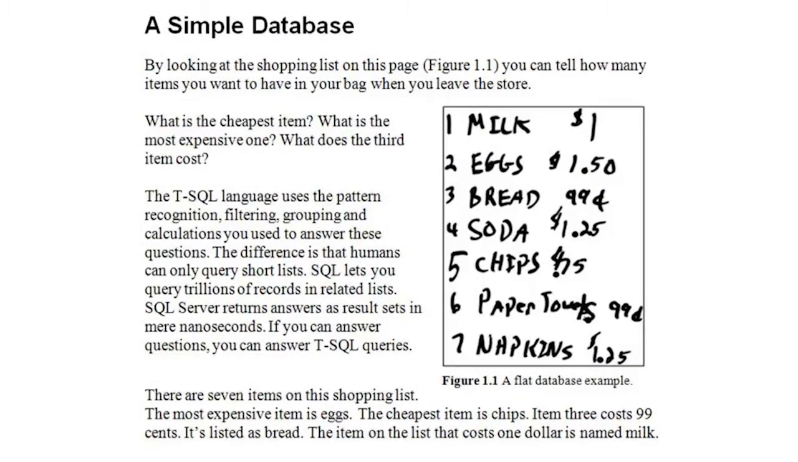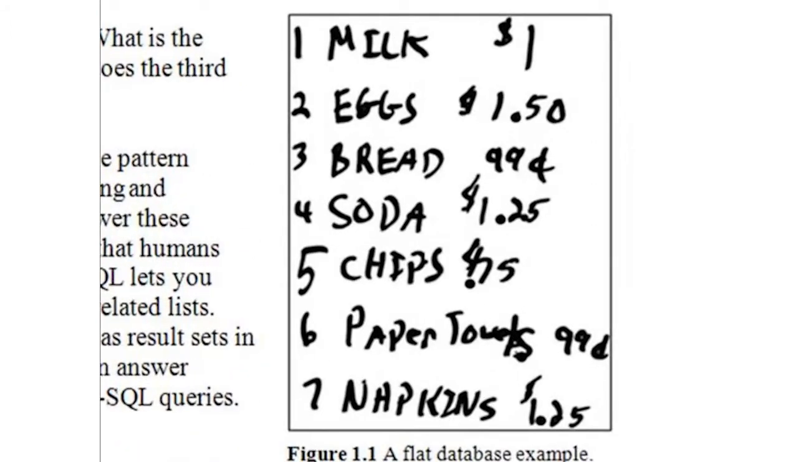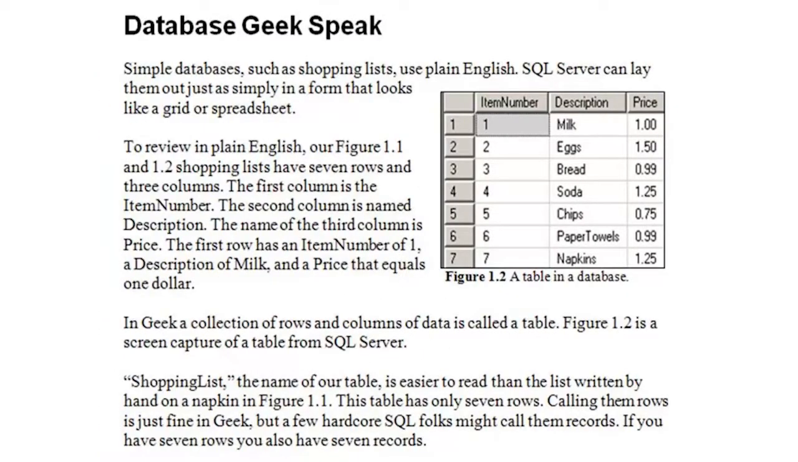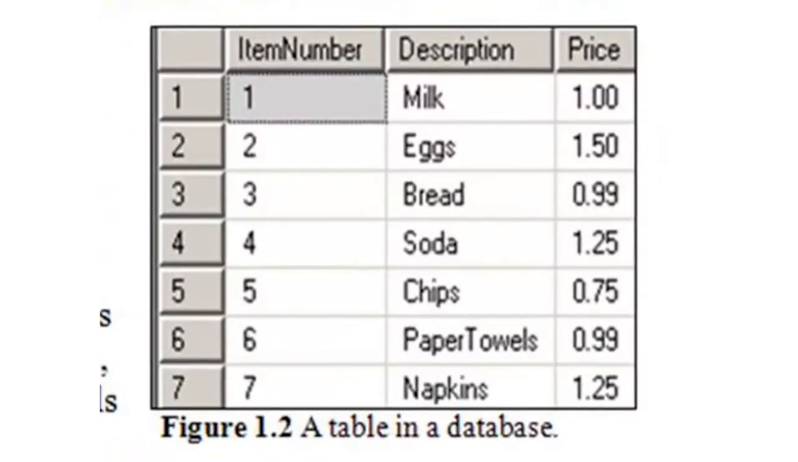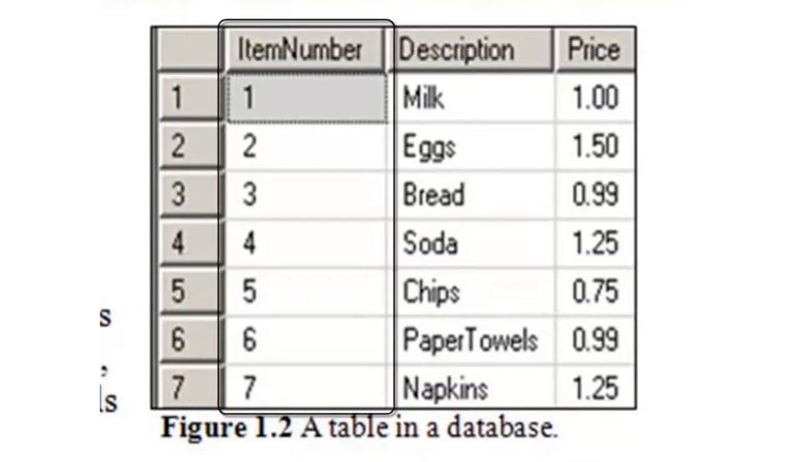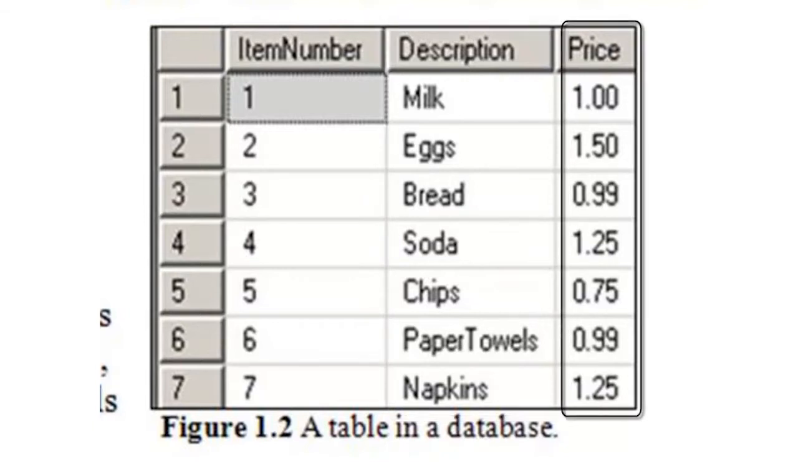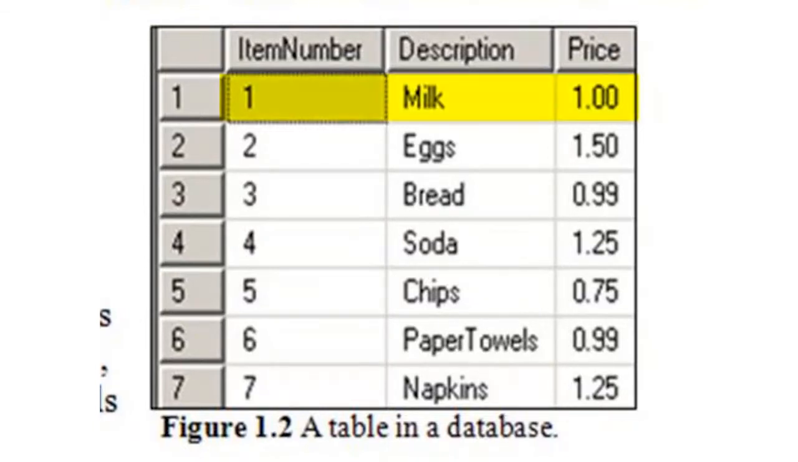In the first section of this chapter, we learn that databases come in all forms, including this shopping list that you see here. Whether or not you have the book, with this figure, we get to see what the exact same shopping list would look like if it was inside of a table in SQL Server. The figure 1.2 shopping list has 7 rows and 3 columns. The first column is item number, the second column is description, and the third column is price. The first row has an item number of 1, a description of milk, and a price that equals a dollar.